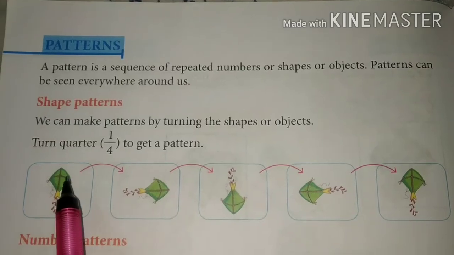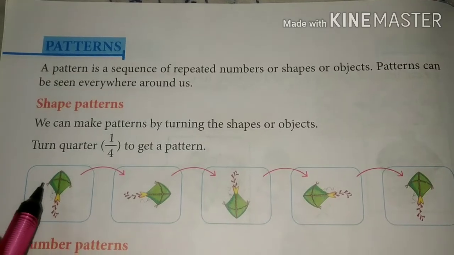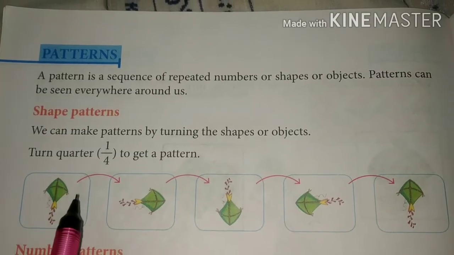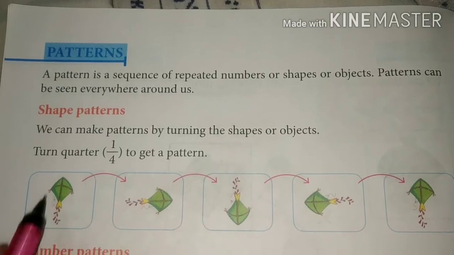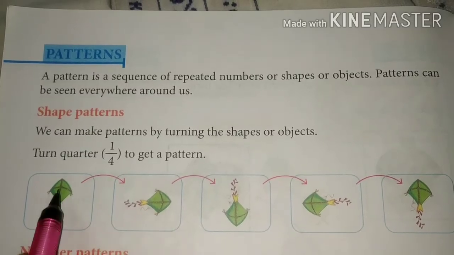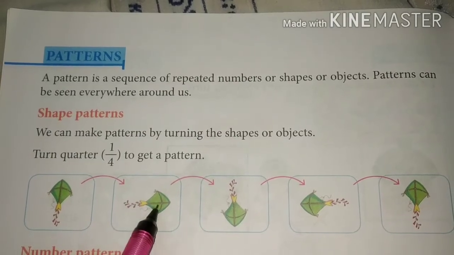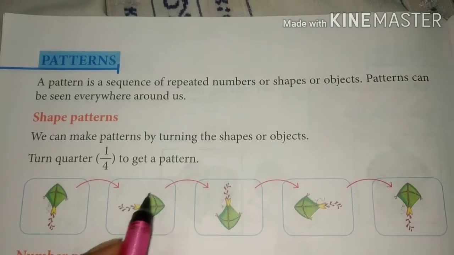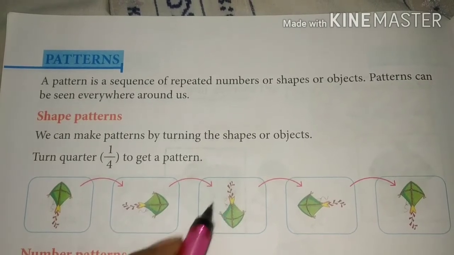Now students, look at this example. This is an example of shape patterns. Here we have to rotate this kite in a certain sequence. Students, this is a kite and here we have rotated this kite like this. It means we have rotated this kite only one time, then it looks like this. And again we have rotated this kite like this.